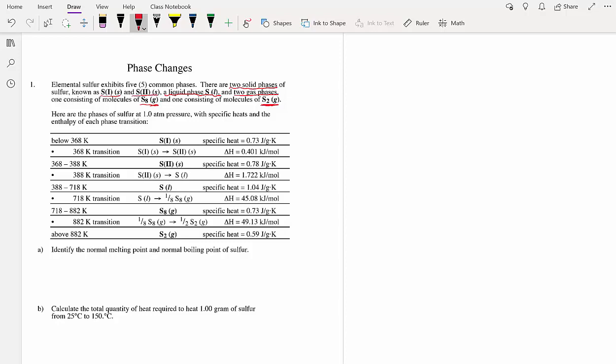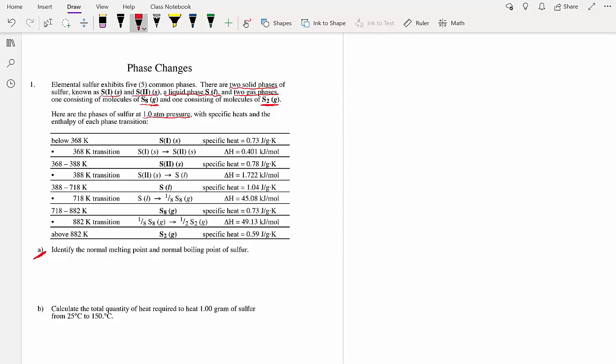Here are the phases of sulfur at 1.0 atmospheric pressure. The specific heats and the latent heat of the transitions are also given. This is the first question. Identify the normal melting point and the normal boiling point of sulfur.